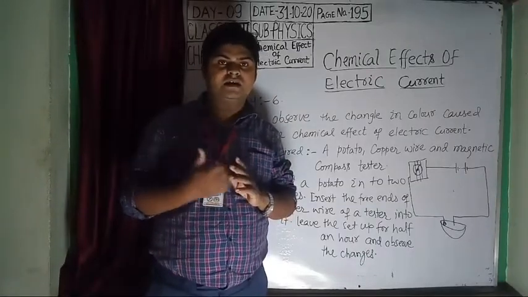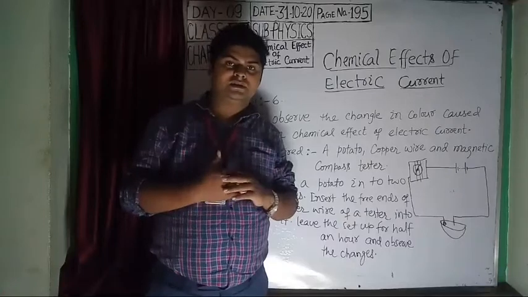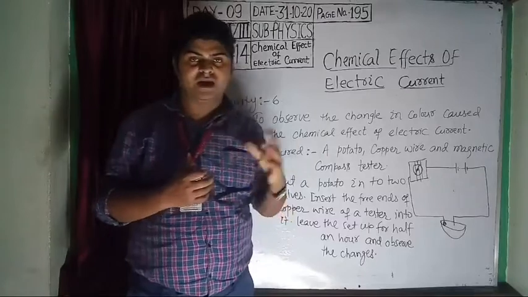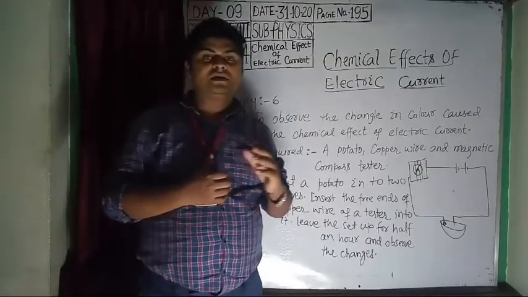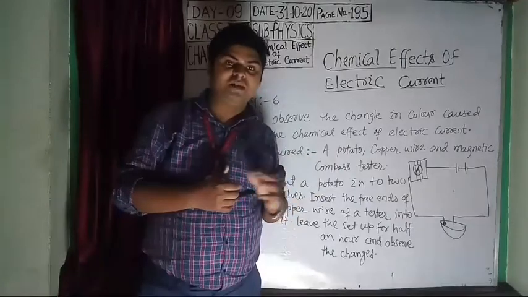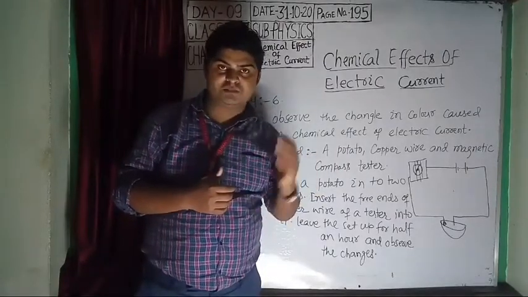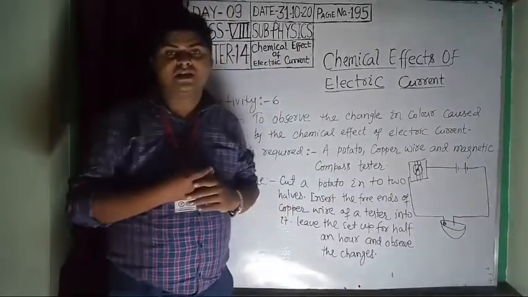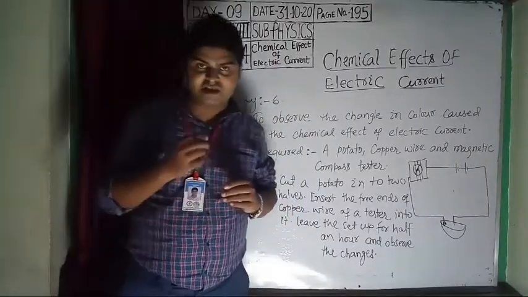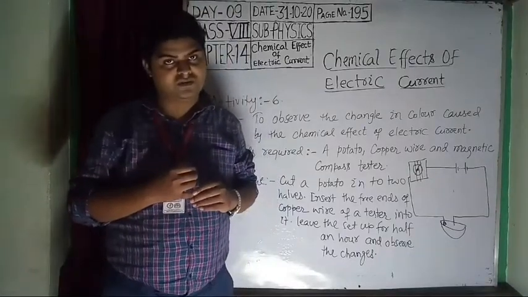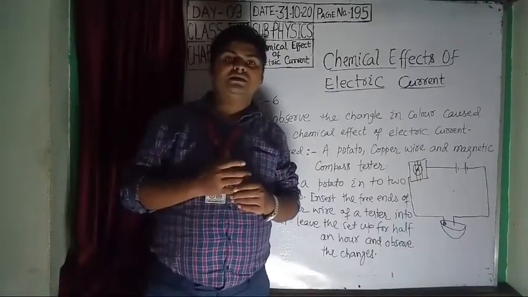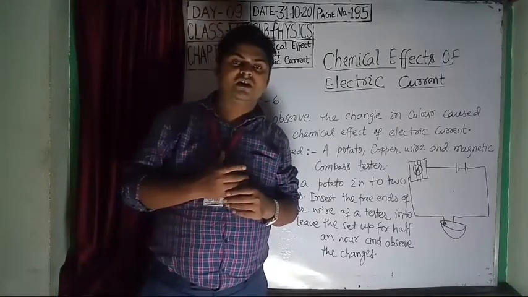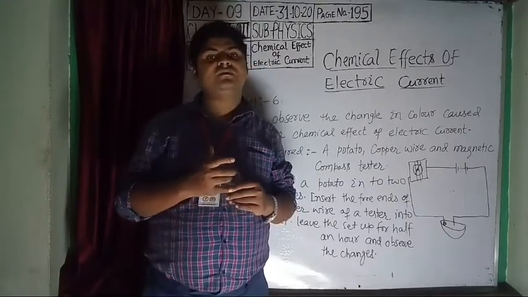Second, the formation of bubbles on the electrodes. Third, the deposition of metals from electrodes. Okay, that means there are three changes. First, change in color of the electrolyte. Second, formation of bubbles on the electrodes. Third, deposition of metals on electrodes.